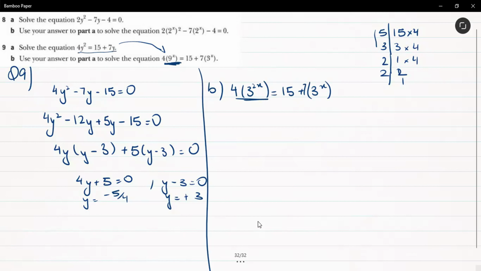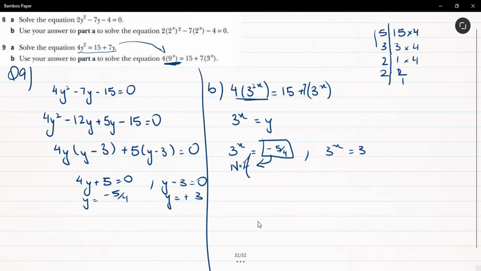So what we are going to do is say that 3 raised to the power x is equal to y, and then we are going to input those values. 3 raised to the power x is equal to negative 5 over 4, or 3 raised to the power x is equal to positive 3. The simple thing is, again, as we have discussed, this would be a non-applicable value because there's a negative sign here.